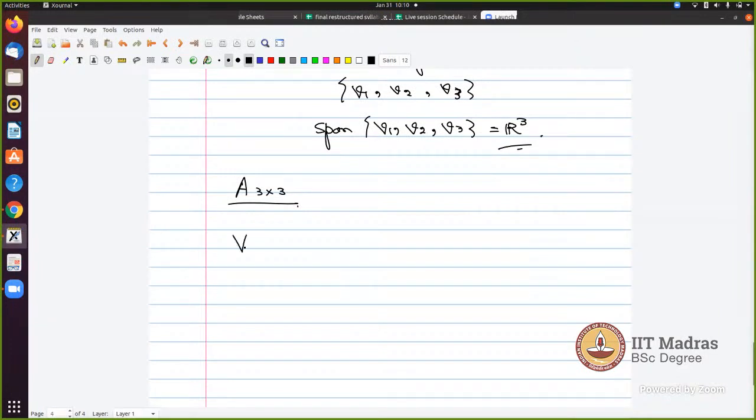Upper diagonal. So you are saying a vector space of diagonal 3x3 matrices. The dimension is 6. Only diagonal matrices or upper triangular matrices? Upper triangular matrices. Okay. So upper triangular 3x3 matrices. So the dimension is 6, correct? 6, okay.